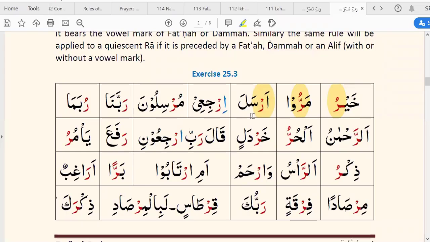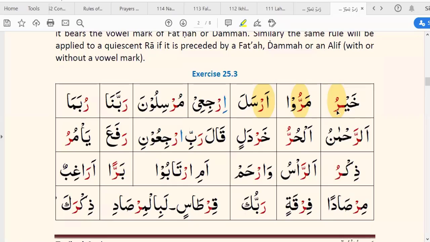So I'm going to point out a few words, and I would like you to try reading them. Just remember, whenever you have a letter Ra and there is a fatha or dhamma stroke, or any stroke related to fatha or dhamma, that is vertical fatha or vertical dhamma, fathatain or dhammatain, you're supposed to keep the sound for letter Ra thick and heavy. Okay? Okay.